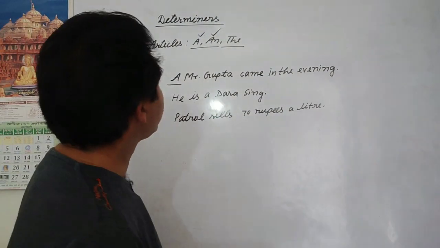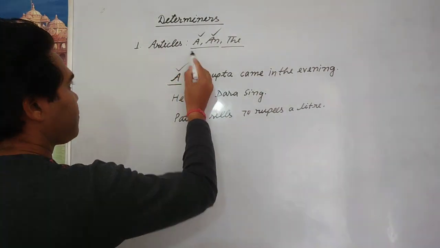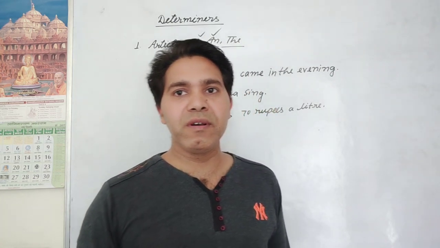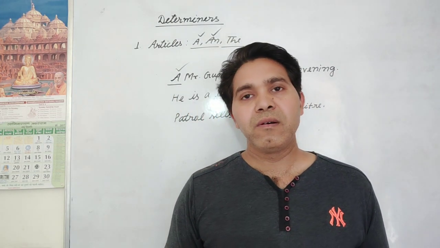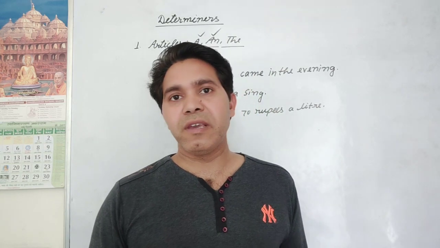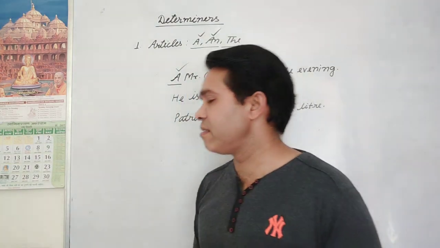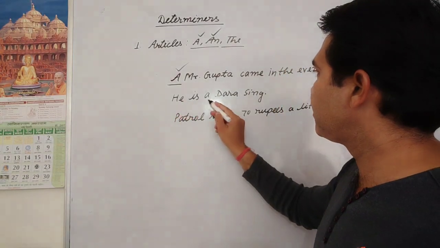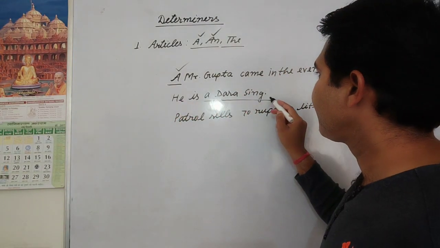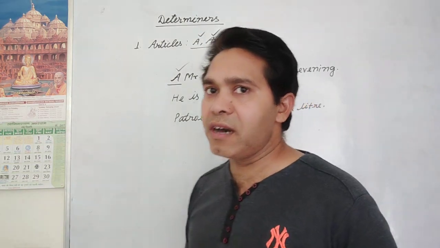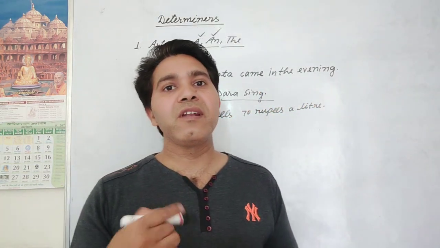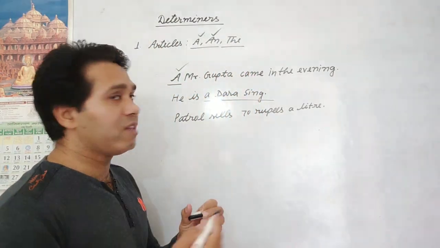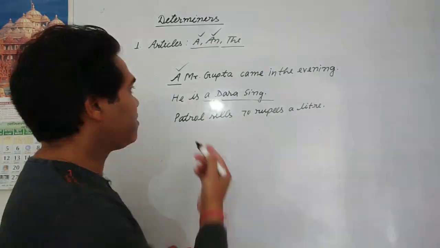Some more examples of a. Mr. Gupta came in the evening. You know very well that before a proper noun we do not use a, but if a comparison is there, then you will see how it is. As I have used here, he is a Dara Singh, means just like Dara Singh. He is not Dara Singh, just like Dara Singh. Means comparison is there. Means he is like Dara Singh. He is a Dara Singh.